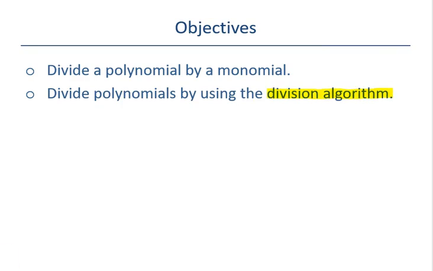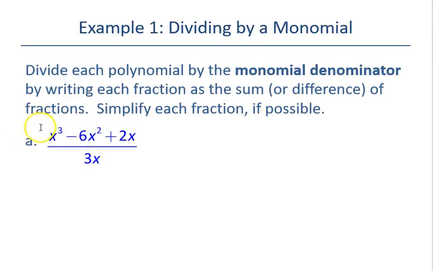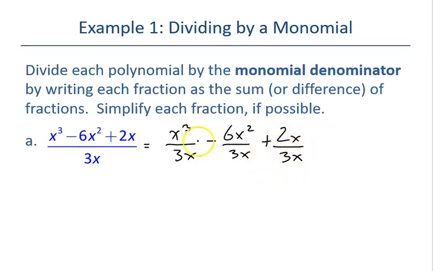Let's look over here at example 1 and notice that we have to divide each polynomial by a monomial denominator. Whenever you have just a single term denominator, we can separate this out. So let me show you what I mean. You can take x to the third and put the 3x here. And then we've got the minus, so we're going to have a minus 6x squared all over the 3x. And then we've got this positive, so we'll have a positive 2x over 3x, and then we can go ahead and start reducing down.